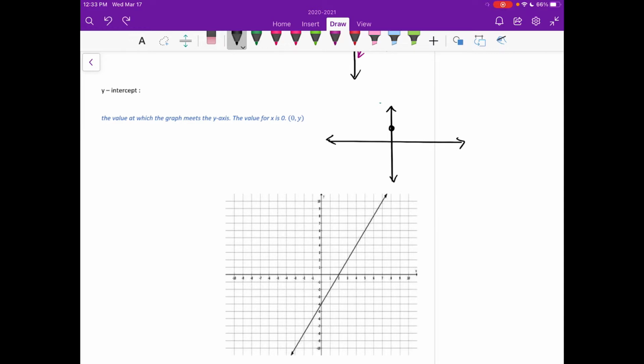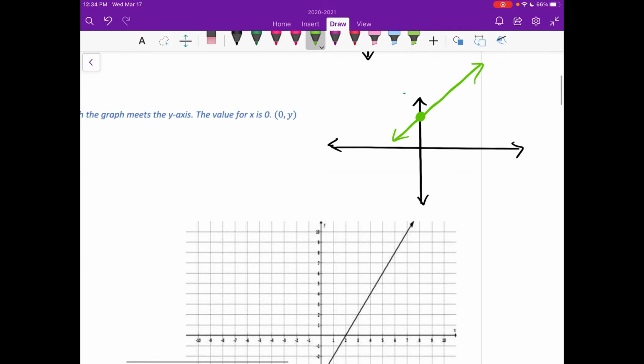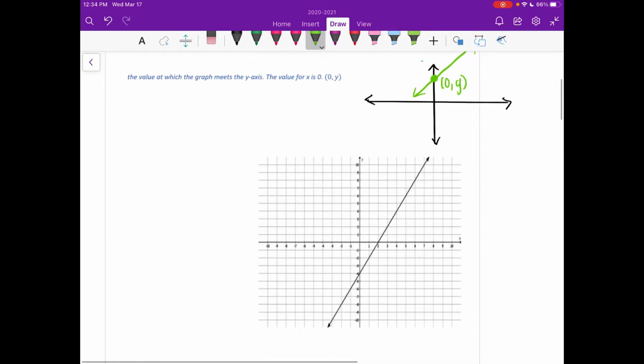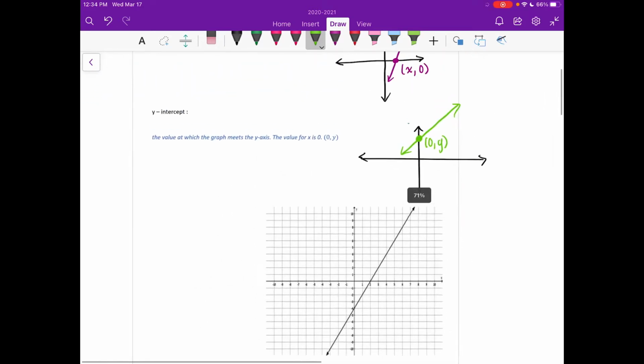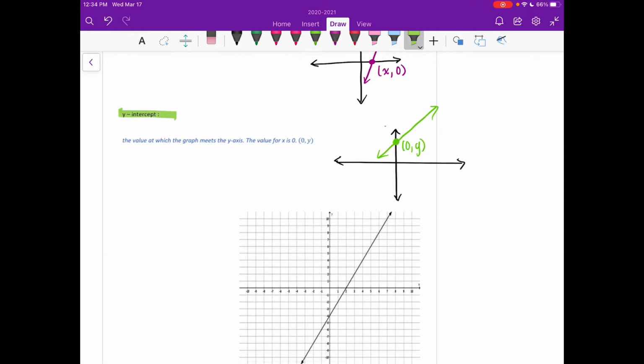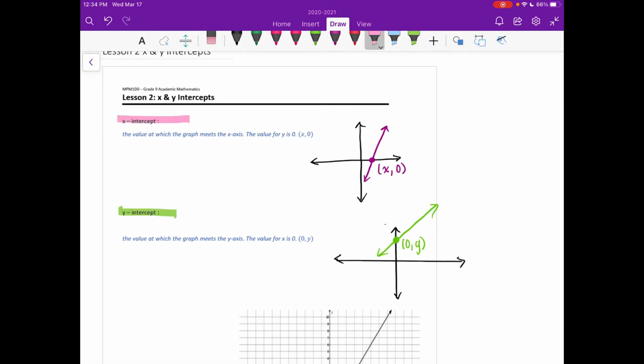So that's going to be over here. So say you were to have this line that was being drawn, right? I'm just going to draw a line here for clarity's sake. This right here, where it crosses that vertical line, is going to be our y-intercept because that's your y-axis. And again, you'll notice that while x is 0, y is going to have some value, right? So I'm just going to make the y-intercept green, and I'm going to make the x-intercept this pink color.